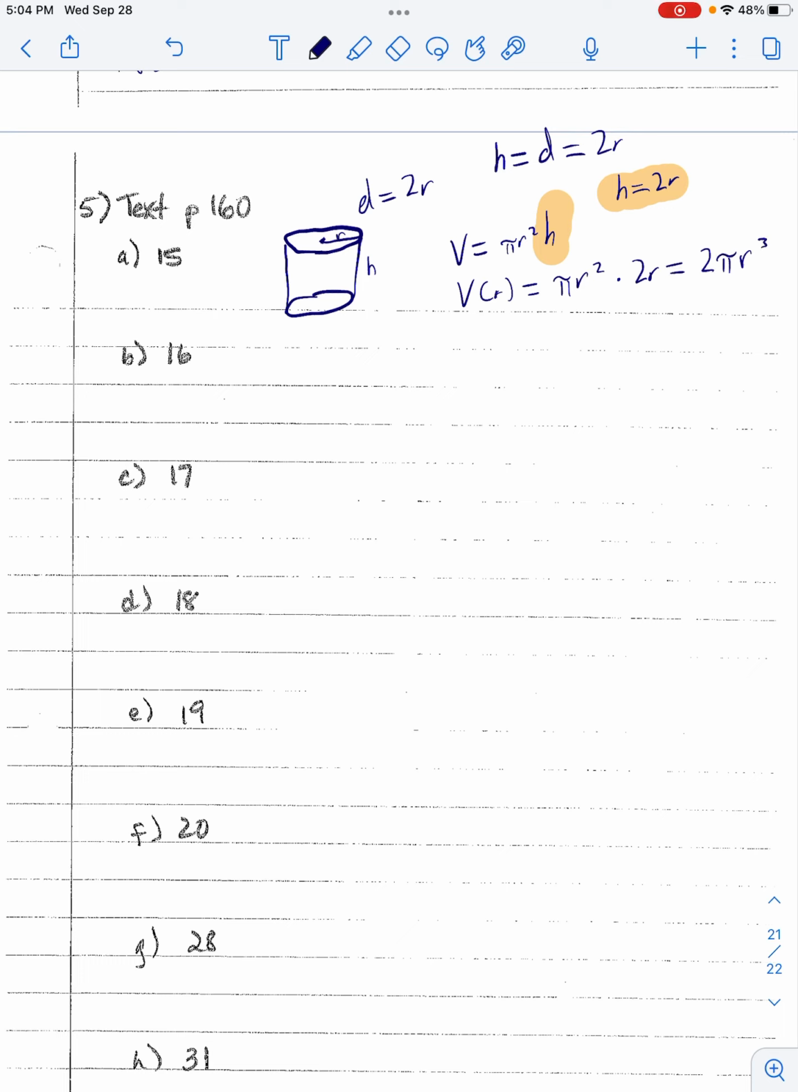Writing the parentheses r means V of r, and it just specifies explicitly to the reader that volume changes if my radius changes, right? That's just saying the size of my cylinder changes if I change its radius, okay? So there's number 15. Let's go look at number 16.